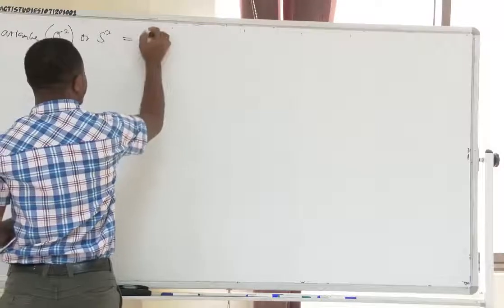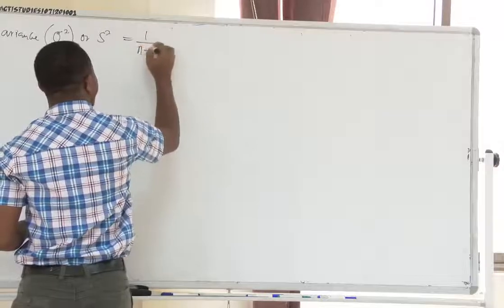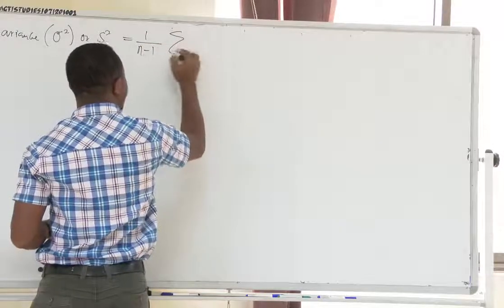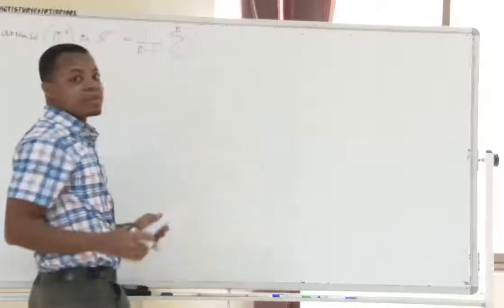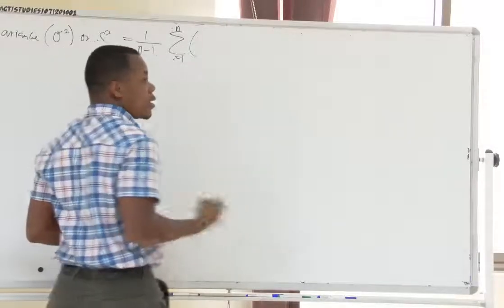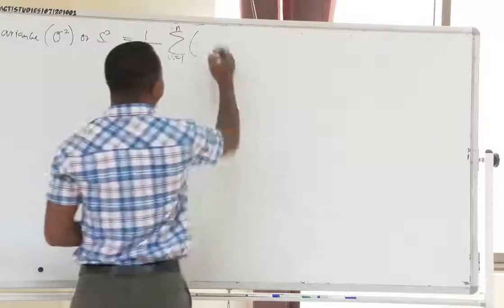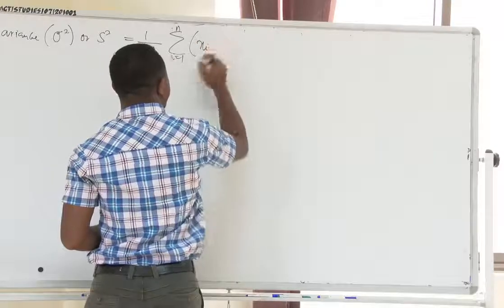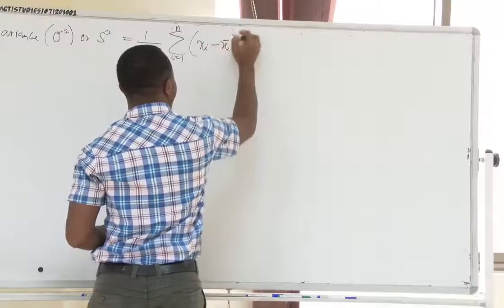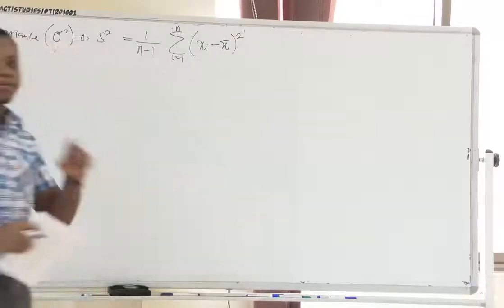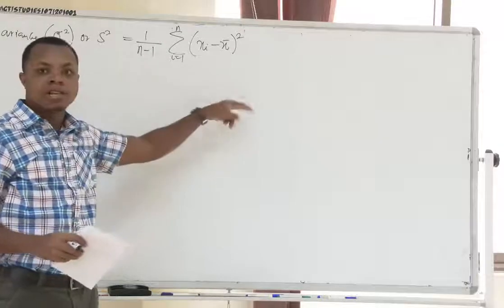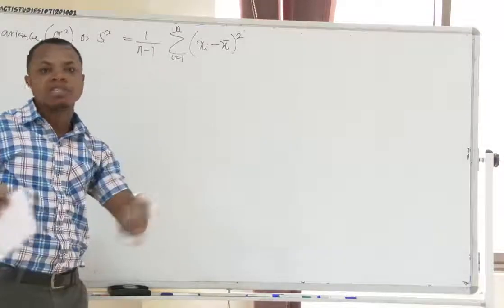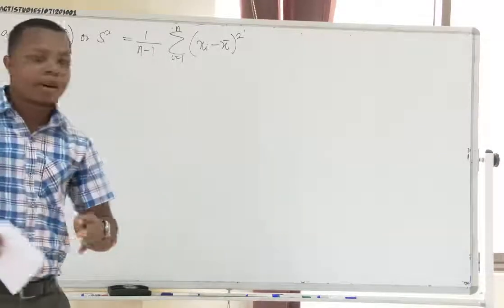Now this variance we see here is equal to 1 over n minus 1, times the summation from i equals 1 to n of the difference between each x and their mean. Just sum all this. Remember, all this is squared. Now this is going to help us determine the variability between the observations within a single variable.